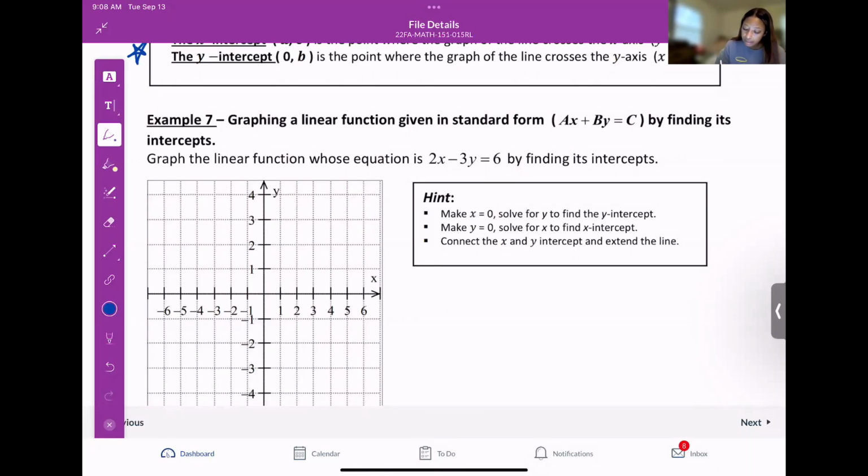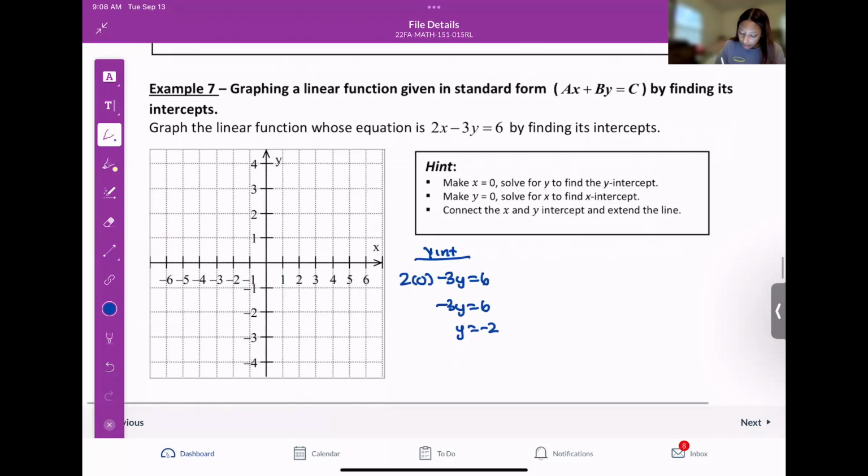So for 2x minus 3y equals 6, same thing as before. To find the y-intercept, we're going to let x equal 0. That's 2 times 0 minus 3y equals 6. So negative 3y equals 6, and y equals negative 2. X was 0, and y was negative 2. So 0 comma negative 2 is the y-intercept.